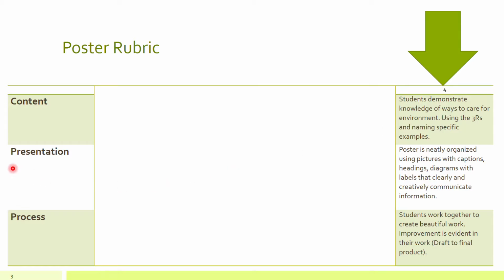The second category is presentation. That means how your poster looks. And as we are looking at revising and editing, working on our presentation is a big part of revising and editing. So we want to make sure that our poster is neat and organized. Our poster uses words and pictures that creatively show what we are trying to communicate.